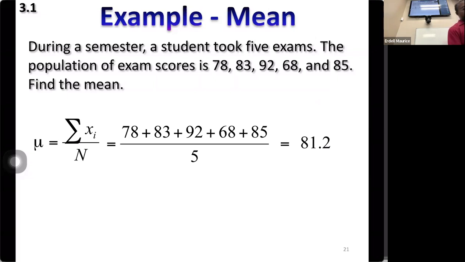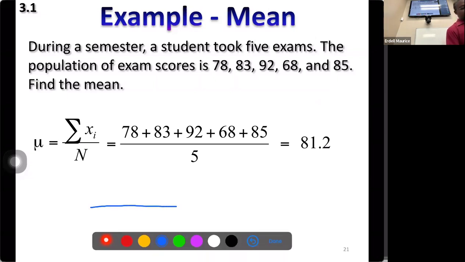This is a measure of central tendency, because if I was to draw a number line, let's start right here. This is 70, this is 80, this is 90, this is 100. If I were to put the scores on this number line, the first score is 78, that's right around here. 83, that's right around here. 92, right around here. 68, right around here. And then 85, which is in the middle right here.